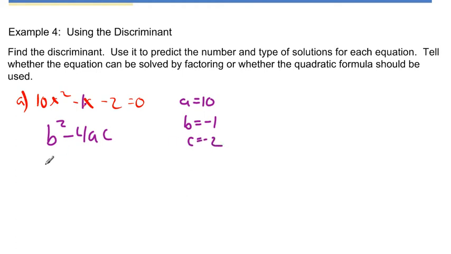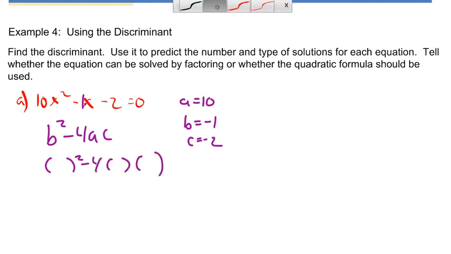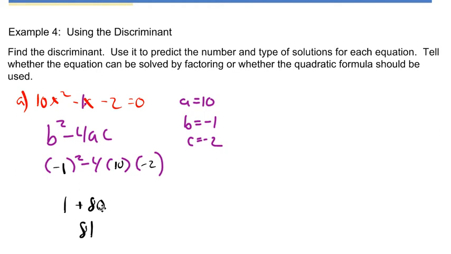So let's go ahead and rewrite this in parentheses. So b squared minus 4ac. And now let's plug in our values. So our b is -1. Our a is 10. And our value for c is -2. Okay? So -1 squared is 1. 4 times 10 is 40, times 2 is 80. And now let's go ahead and deal with the sign. A negative times a positive is a negative, and this negative times a negative is a positive. So we get 81.